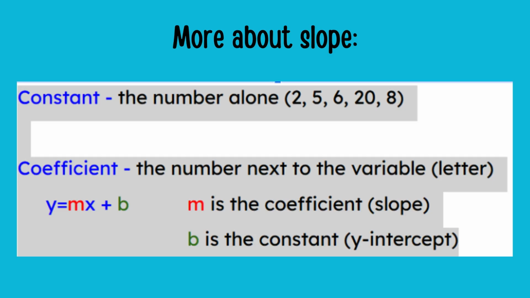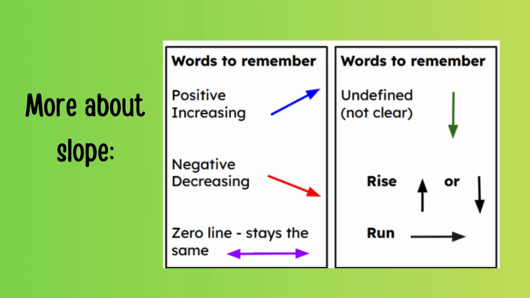Two more words about slope include the constant, which is the number alone or by itself, and the coefficient, the number next to the variable or the letter. We discussed this in another slide, but here's another example. For the equation y equals mx plus b, m is the slope, b is the constant or the y-intercept. So when you have a problem to figure out, you'll need to substitute the numbers into the correct positions to figure out the problem.